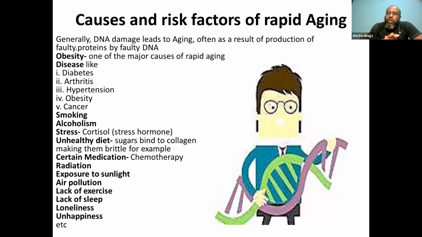Radiation exposure to sunlight. Now, UV rays, as they strike the DNA on the skin, the fibroblasts are affected. Those are the cells that produce collagen. And because of the faulty DNA, lead to faulty production of collagen and make people look older. That's why people that walk under the sun more often than others seem to have more wrinkled skin faster than others. Interestingly, lack of sleep actually leads to faster aging, as well as loneliness and unhappiness.